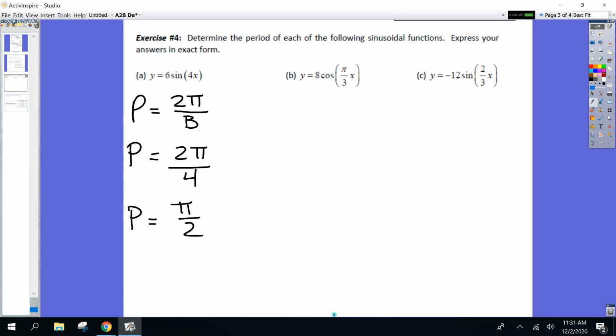I want you to know what this pi over 2 means, though. If I were to have you guys graph this, you would see this full curve from 0 to pi over 2. That's pretty darn quick. So you don't have to do this, but from here to here, you would see that full curve right now. 6 sine 4x. You'd see the full thing at 2 pi, pi over 2. All right, nice job, Caroline.